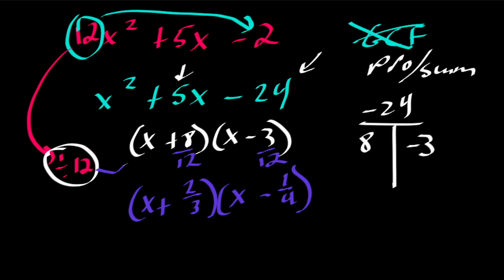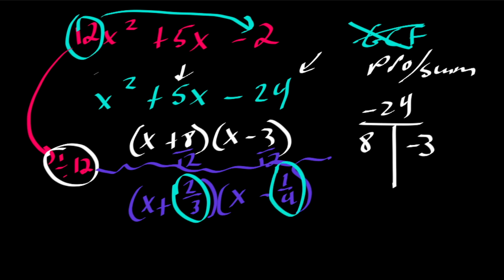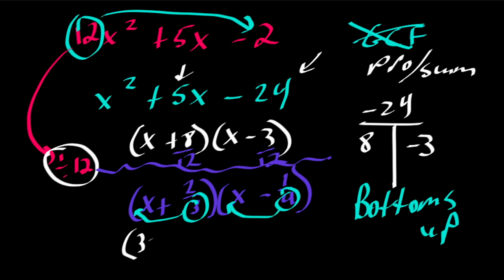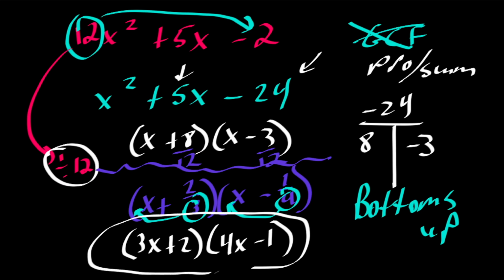Now, once again, if we're strictly factoring, we don't really want these fractions here and here. Some people may be okay with it, but most people I've seen aren't okay with it. So once again, this is why I call this the bottoms up method, because it helps me remember I take the bottom of this fraction and move it to the front of x for each of these. So this actually would look like this: 3x plus 2, 4x minus 1. And now I'm finished.